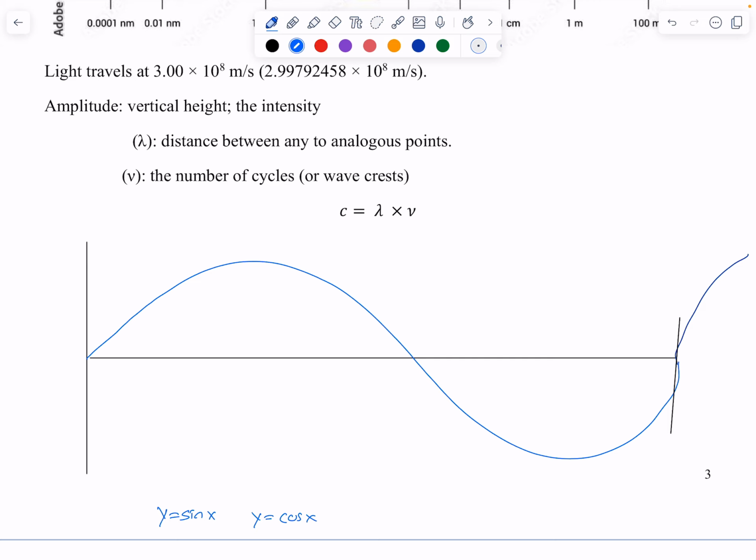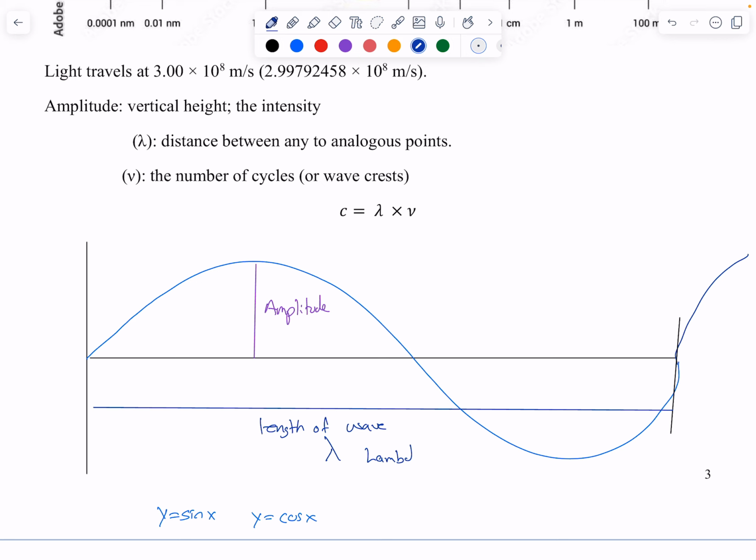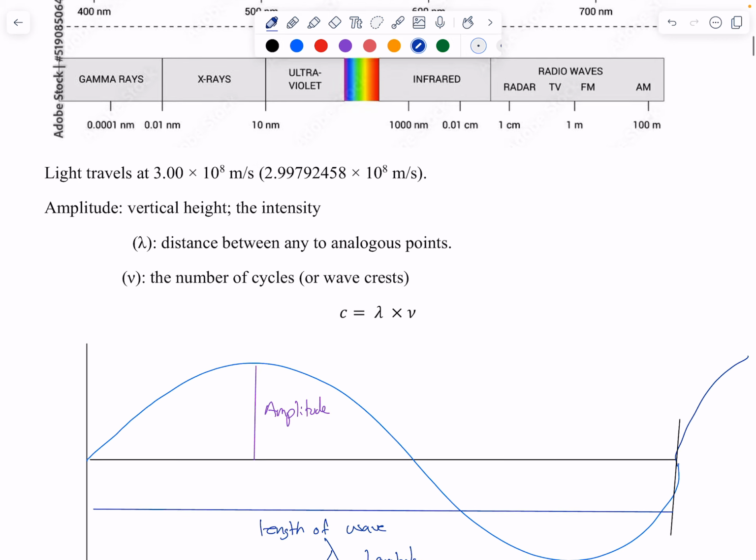Now, if you notice a couple of things about this wave, there's the height of the wave. This is the amplitude. That's how high it is. The length of the wave, right here, or wavelength, they use L for, which is Greek. It's lambda. That's how long the wave is.